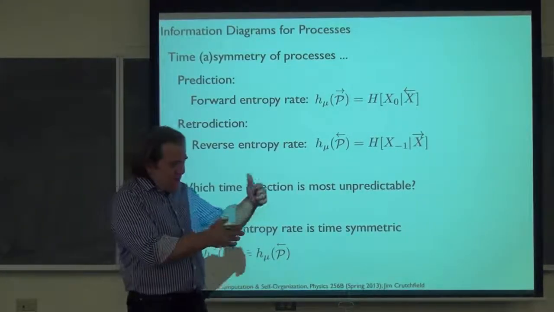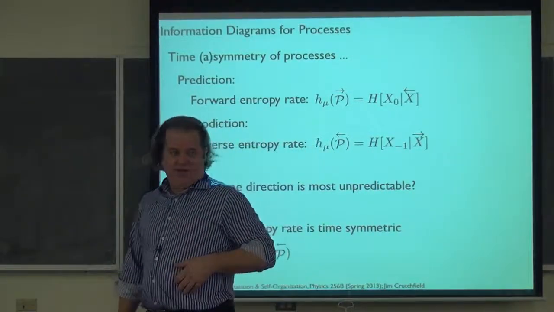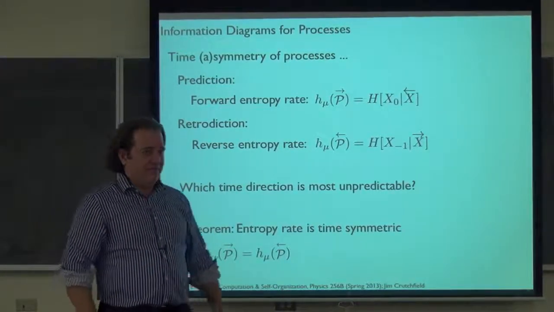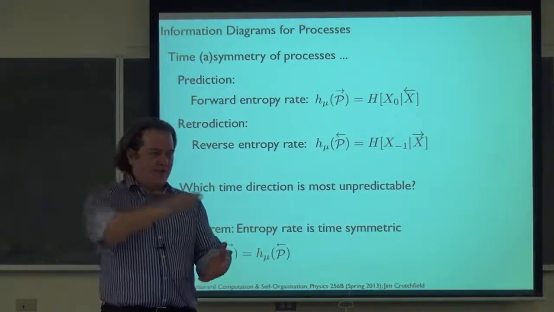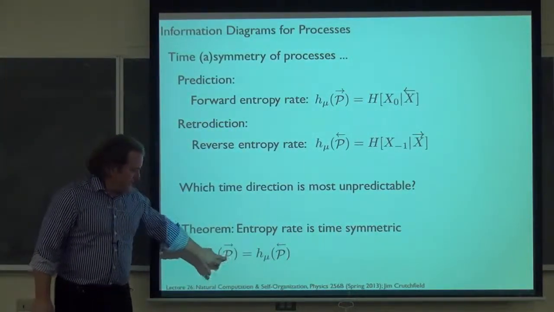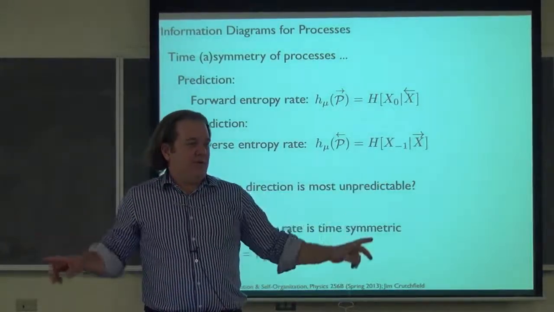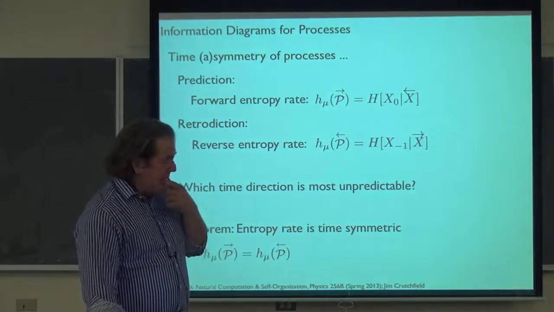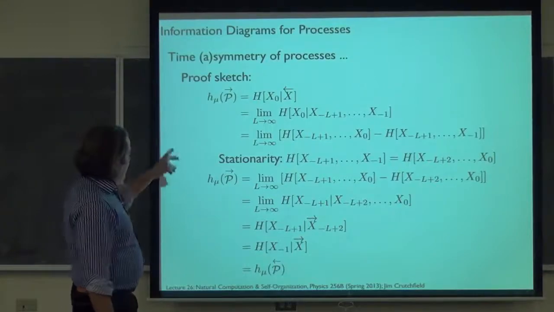Whether I'm scanning this way and trying to predict the next symbol of the future or retrodicting, the entropy rates are the same. For a stationary process, yes. If it's non-stationary, I could make up all sorts of weird things, like a giant Markov chain, and after this it's a DC constant value or something. But in general, for a stationary ergodic process, forward and reverse scans have the same entropy rate. They're equally unpredictable. And it's not too hard. The proof isn't too long, so we'll sketch out here why.